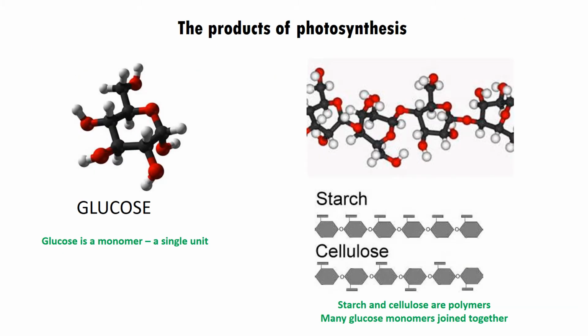So let's just take a quick look. This is my molecule glucose, which is a monomer, which means there's a single one of it, like a bead. And so we talk about that being a single unit. It's a monomer. Mono meaning singular.